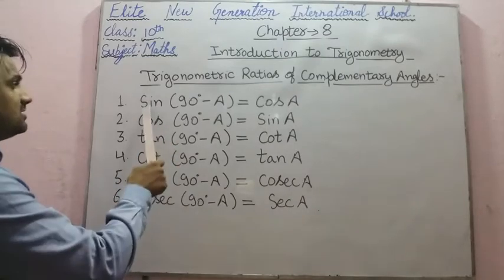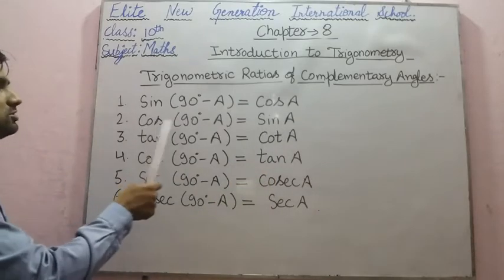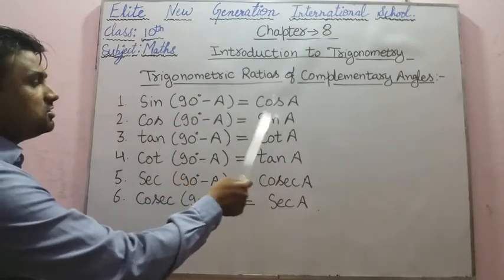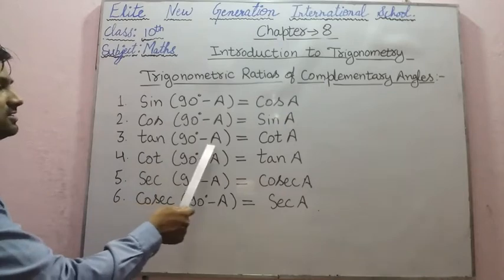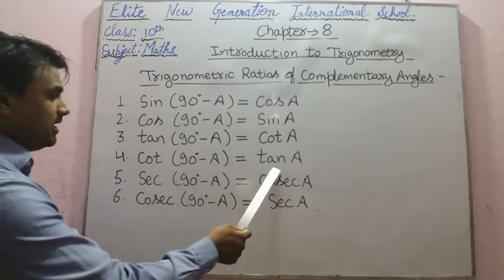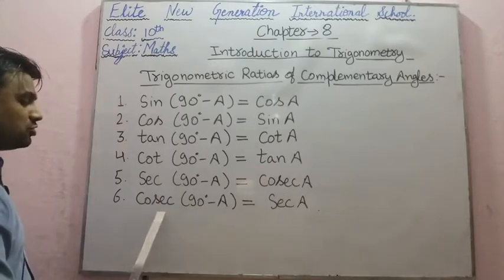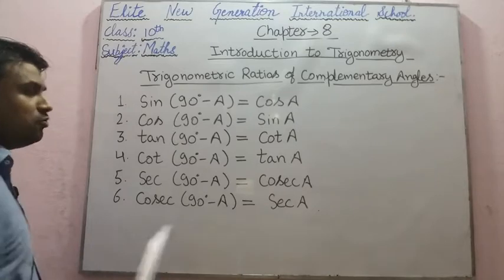So sin(90 minus a) will be equal to cos a, cos(90 minus a) will be equal to sin a, tan(90 minus a) equal to cot a, cot(90 minus a) equal to tan a, sec(90 minus a) will be equal to cosec a, and cosec(90 minus a) equal to sec a.